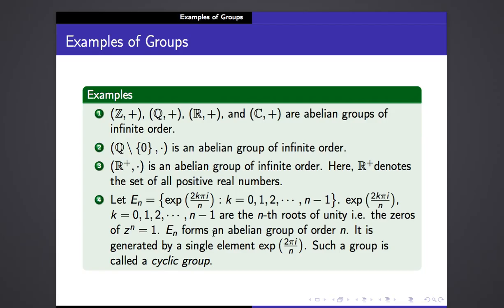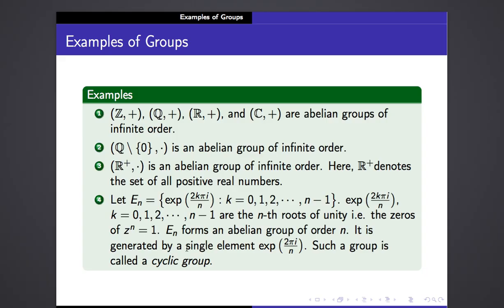E sub n forms an abelian group of order n with multiplication. Okay, I forgot to mention that, but when you talk about a group, it is very important to specify what operation is involved, right? So in this case, E sub n forms an abelian group of order n with complex multiplication, because these are all complex numbers.